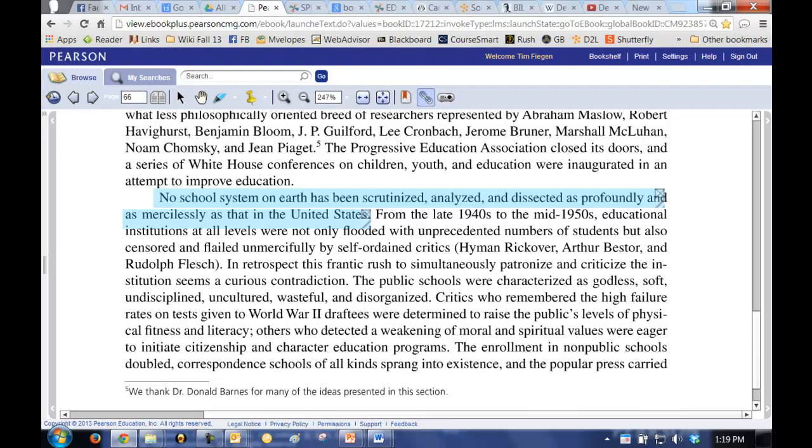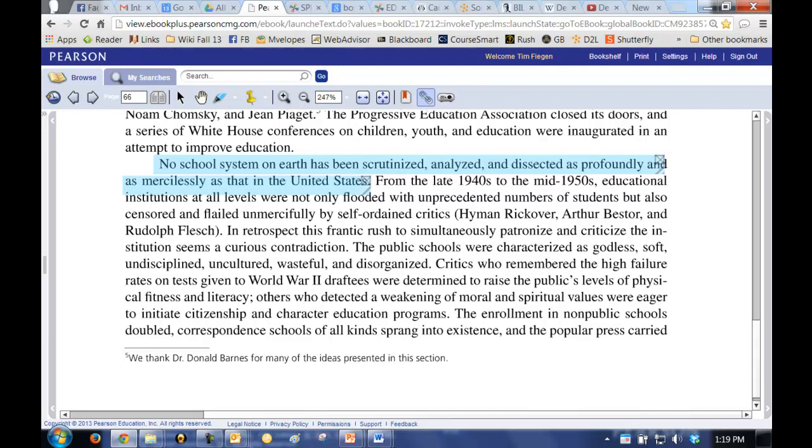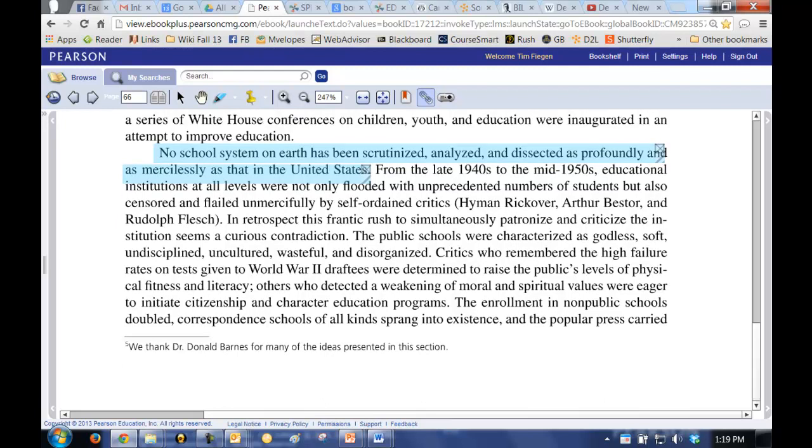In the 40s and 50s, educational institutions at all levels were not only flooded with unprecedented numbers of students, but also criticized and flailed mercilessly by self-oriented critics. Public schools were characterized as godless, soft, undisciplined, uncultured, wasteful, disorganized. Critics who remembered the high failure rates on the tests given to World War II draftees were determined to raise public school levels.